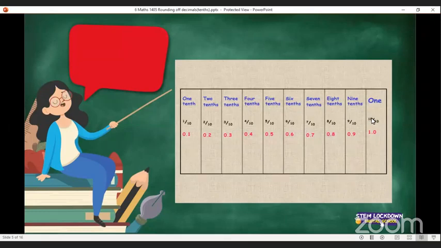Remember, any number that is divided by itself equals 1, right? Any number that is divided by itself equals 1. So here we have 1.0. We have 1.0. Okay, so we have the whole number, which is 1. All right, so let us move on to our next slide.